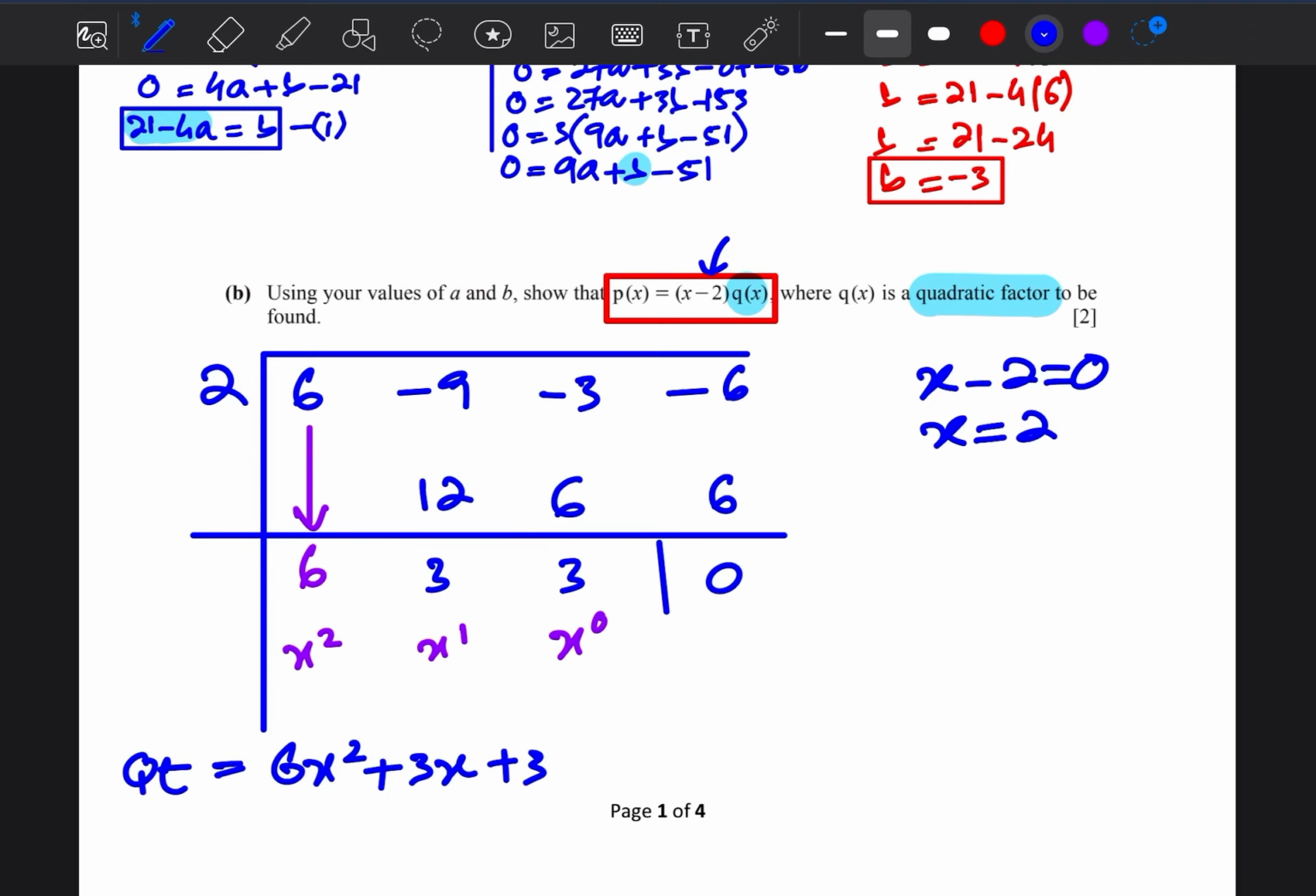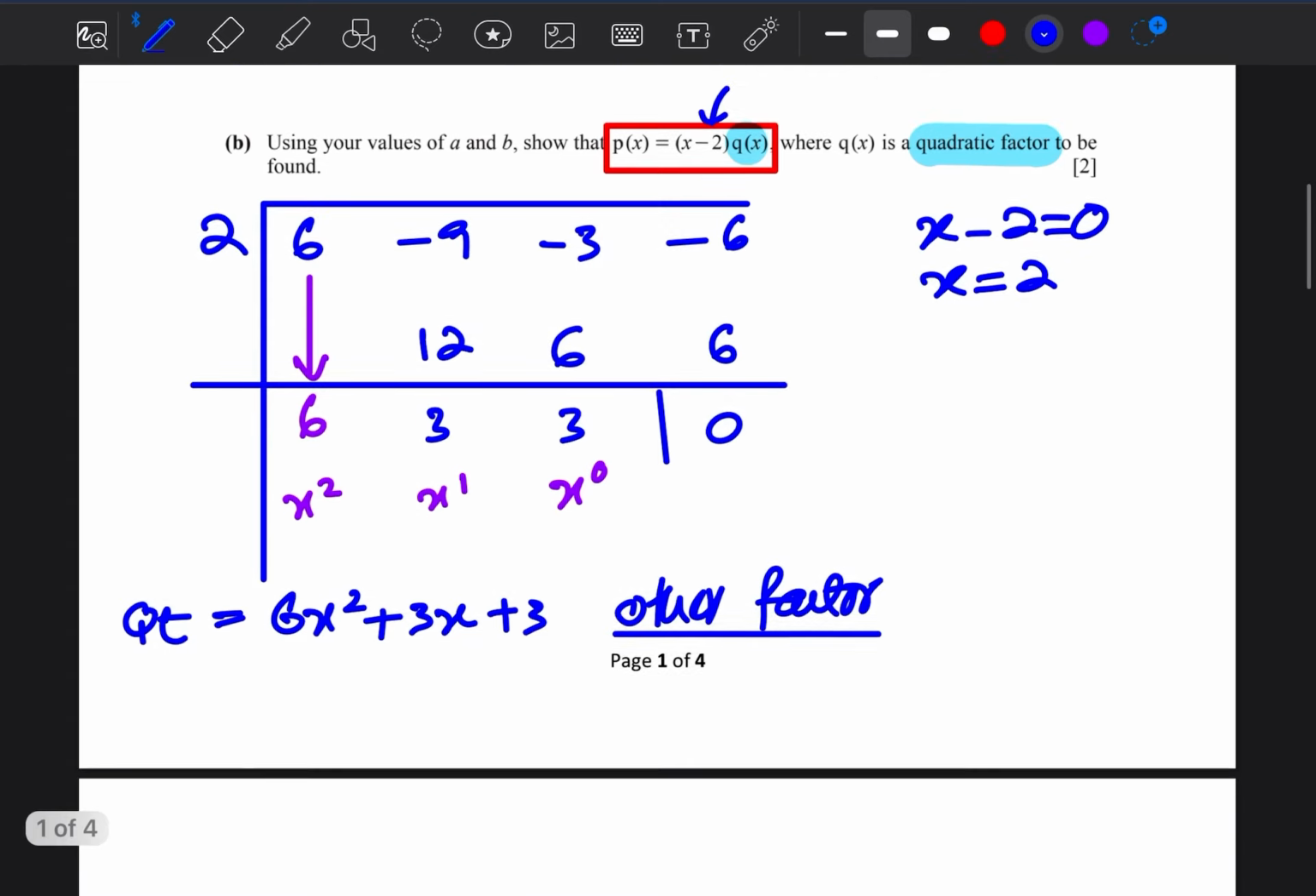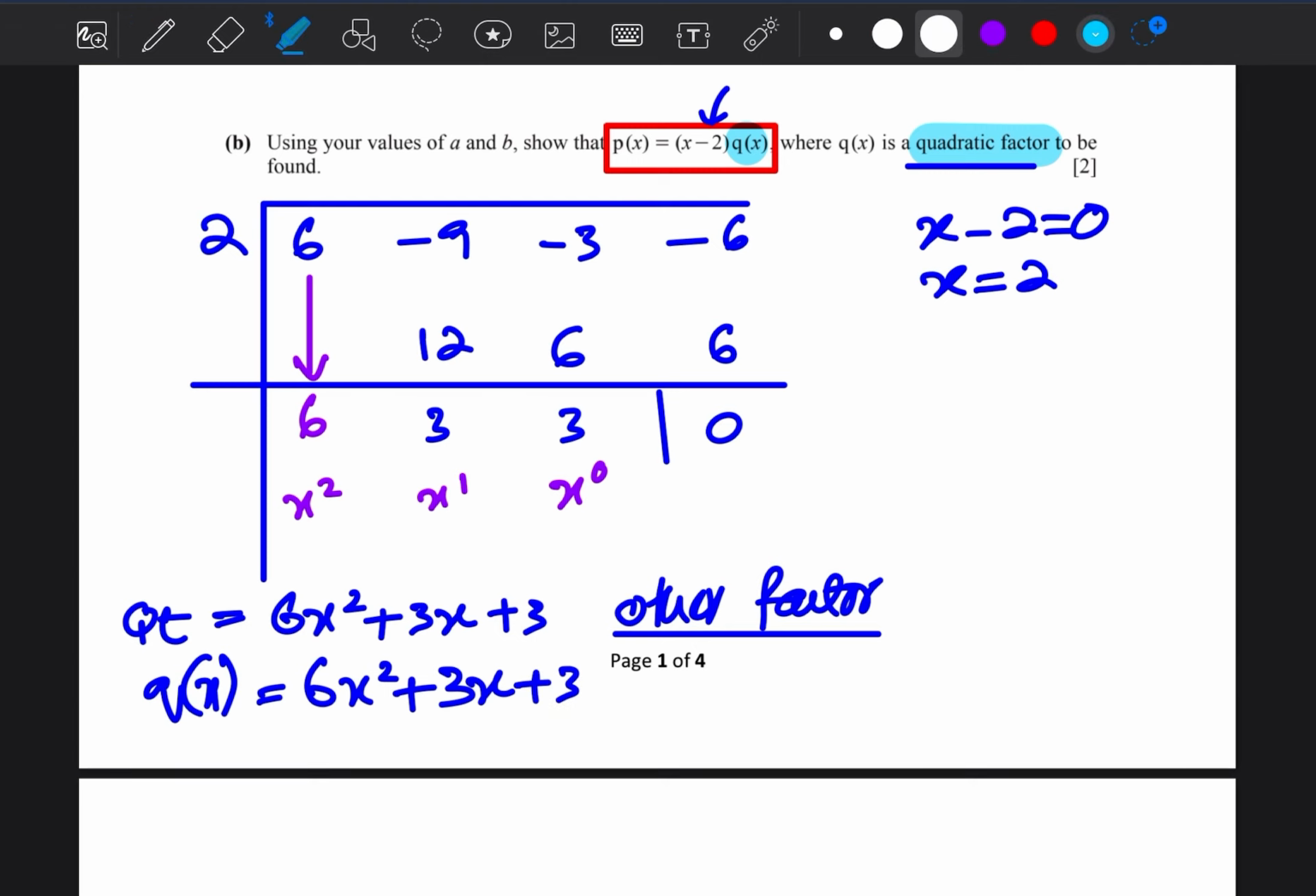So like you know, x minus 2 is one of the factors. After division, the quotient is going to be the other factor. So this is the value of qx here, q of x. This is, you can say, the second factor. The other factor, which is a quadratic factor, is the quotient here. The q of x is 6x square plus 3x plus 3 here. This is your final answer of this question.